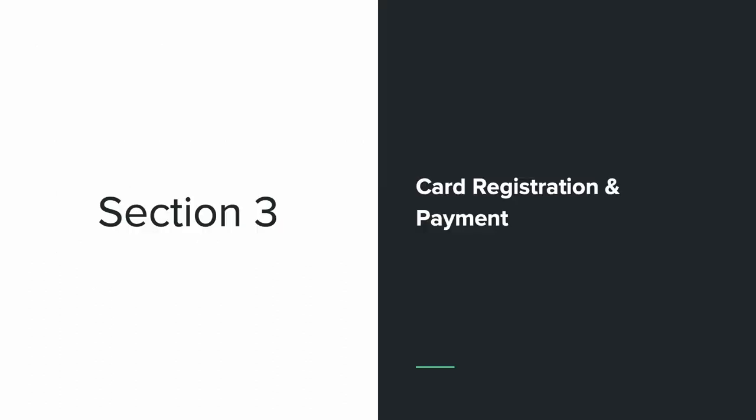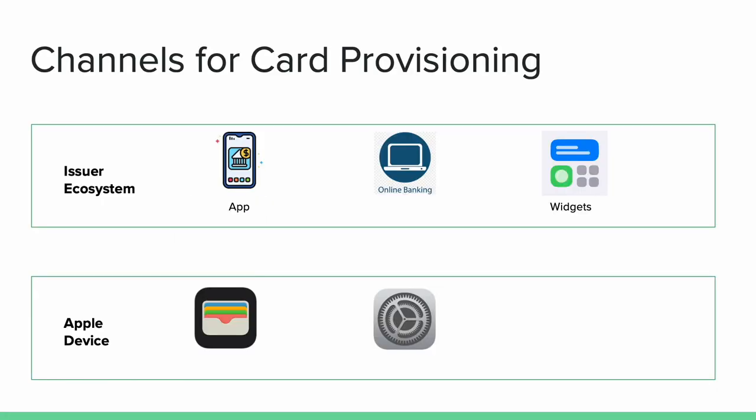Let's look at the card registration and payment aspect. What are the different channels for performing card provisioning? Apple provides two major methods for doing card provisioning, basically how you can add the card credentials onto Apple Pay. You can either add the card credentials via an issuer ecosystem, or you can enter your card credentials directly on the Apple device. Firstly, on the issuer ecosystem, you can provision your card credentials into Apple Pay via an issuer mobile application. Whatever internet banking application an issuer has, you can provision the card credentials via that app.